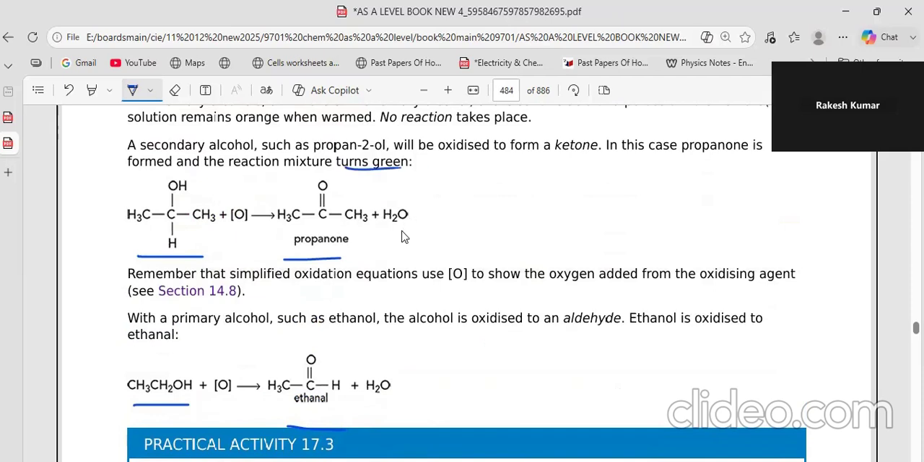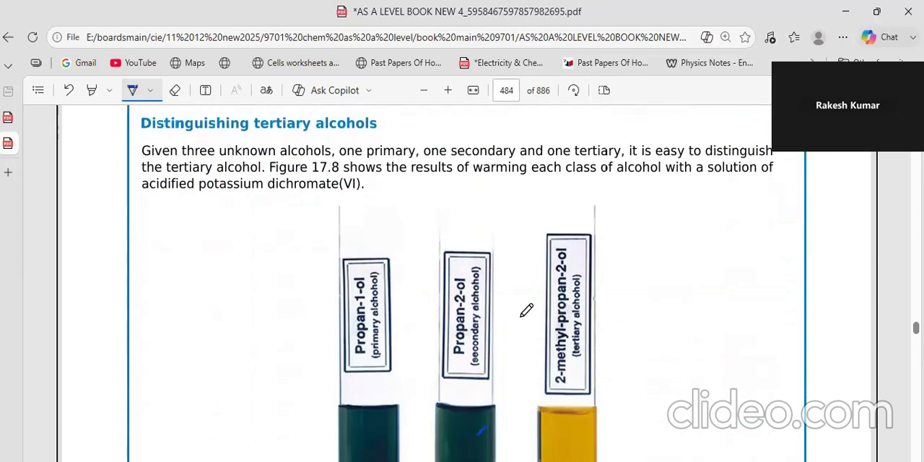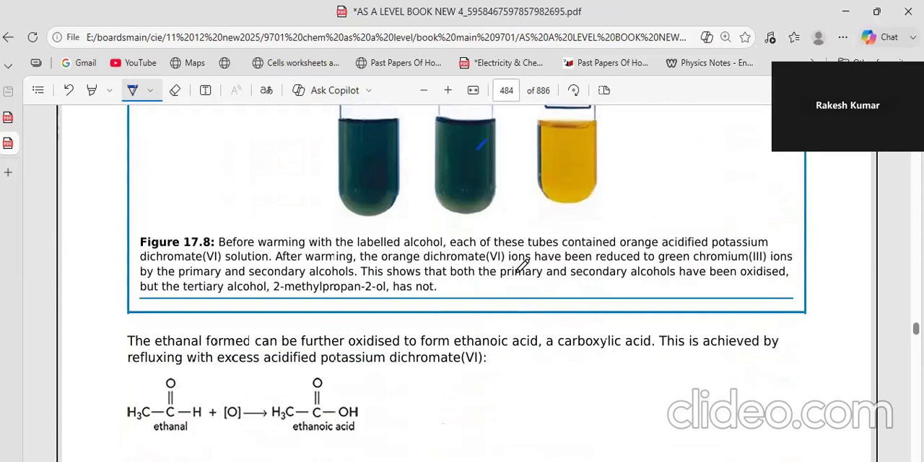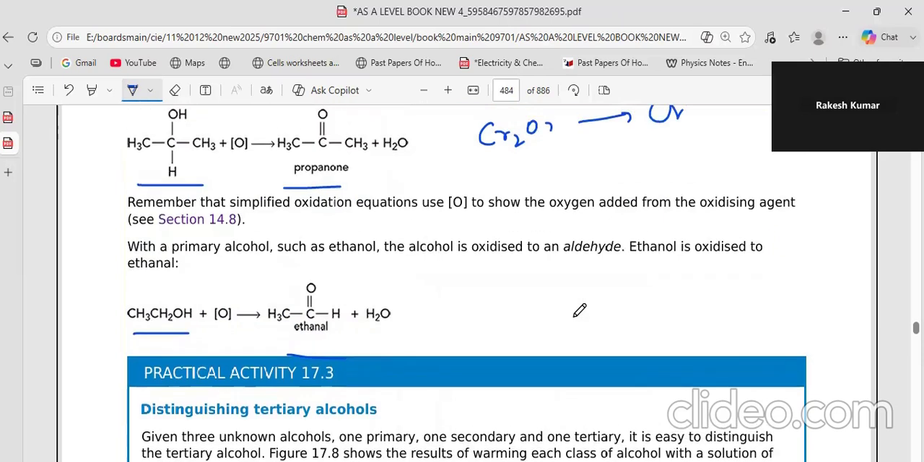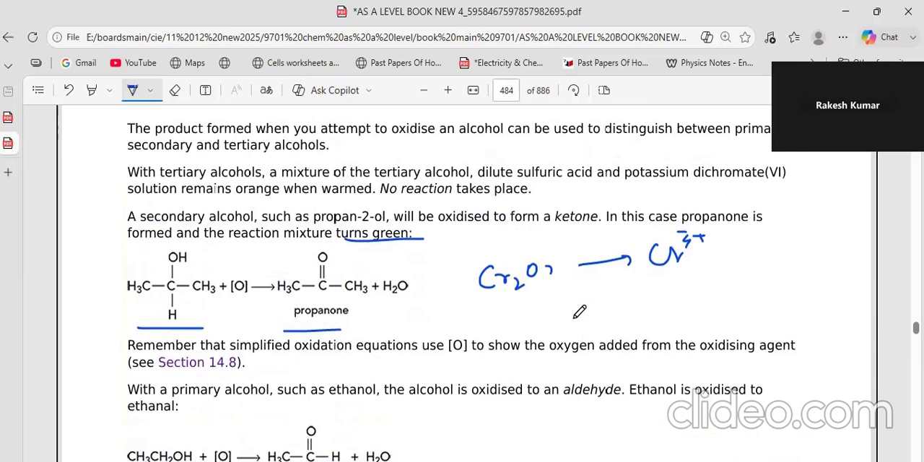Potassium dichromate has turned green from orange, and that means oxidation has occurred. The mixture turns green because Cr2O7 2- is converting to Cr3+, and so oxidation is happening. And here it's not, the tertiary doesn't, because of the absence of the H on the C. So that is the reason why it can't oxidize further.